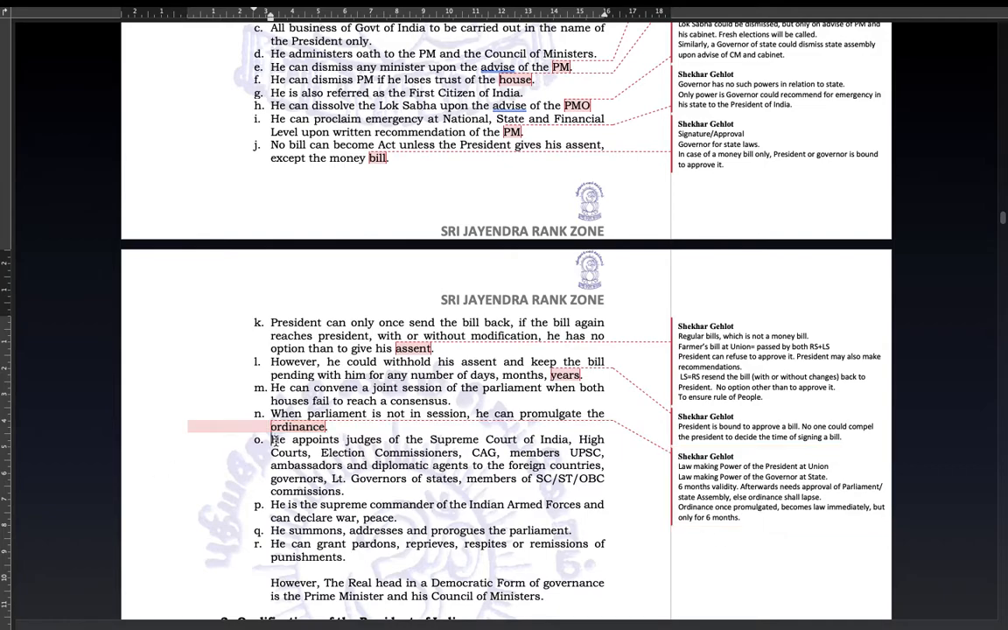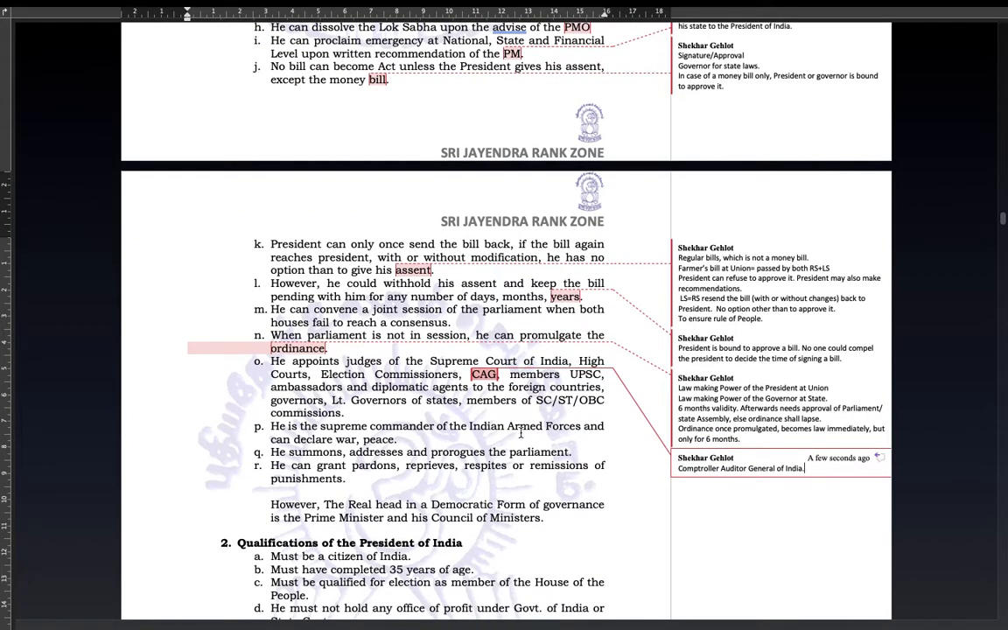Another power is he appoints the judges of Supreme Court of India, High Courts, election commissioners, CAG, that is also Comptroller Auditor General of India, members of UPSC, ambassadors and diplomatic agents to the foreign countries, governors of the state, lieutenant governors of the states, members of SC, ST, OBC commissions, and other important constitutional functionaries. He'll appoint them.